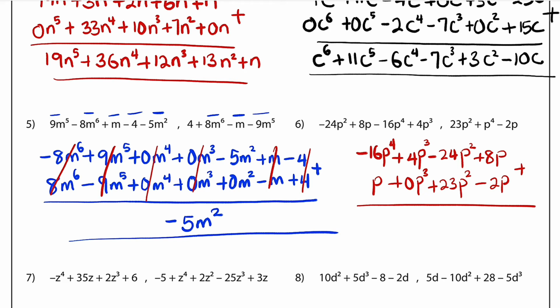To the left, we have negative 16, positive 1 is negative 15 p to the power of 4. Okay, remember this has a power of 4. Then 4 and 0 is 4, so we have 4p to the third power. Negative 24 plus 23 is negative 1, so we have negative p to the second power. Then lastly, we have 8 plus negative 2 is positive 6p. And this is our solution.